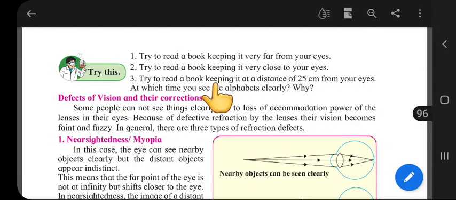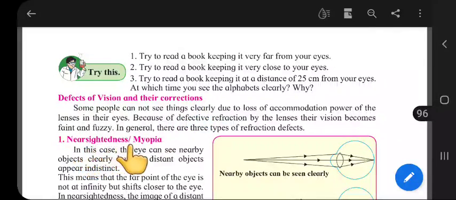Today we'll learn Science and Technology Part 1 from this subject. We will learn lesson number 7, Lenses. In that lesson, we'll learn the defects of vision and their corrections.